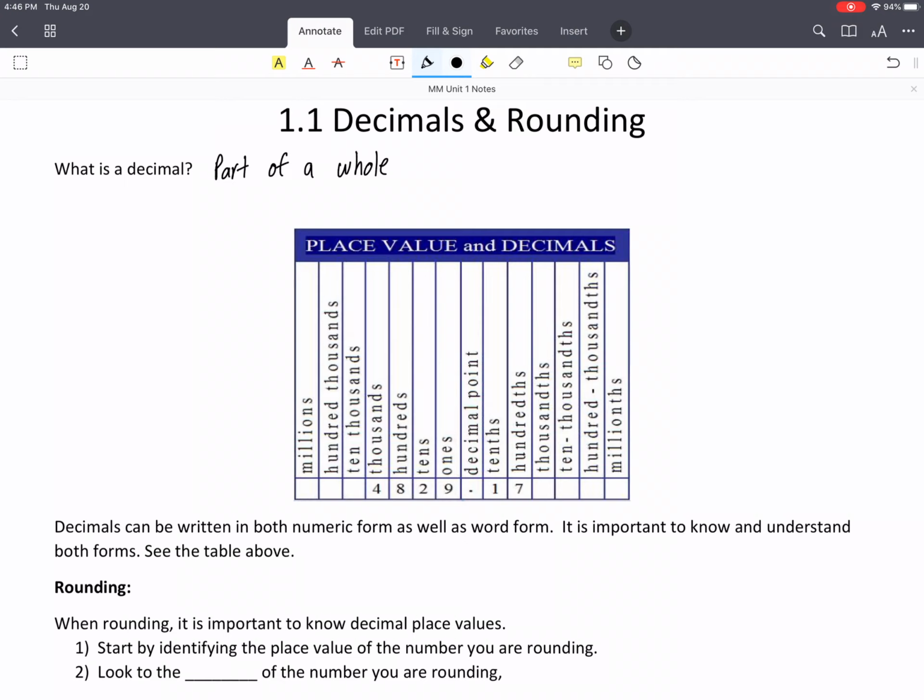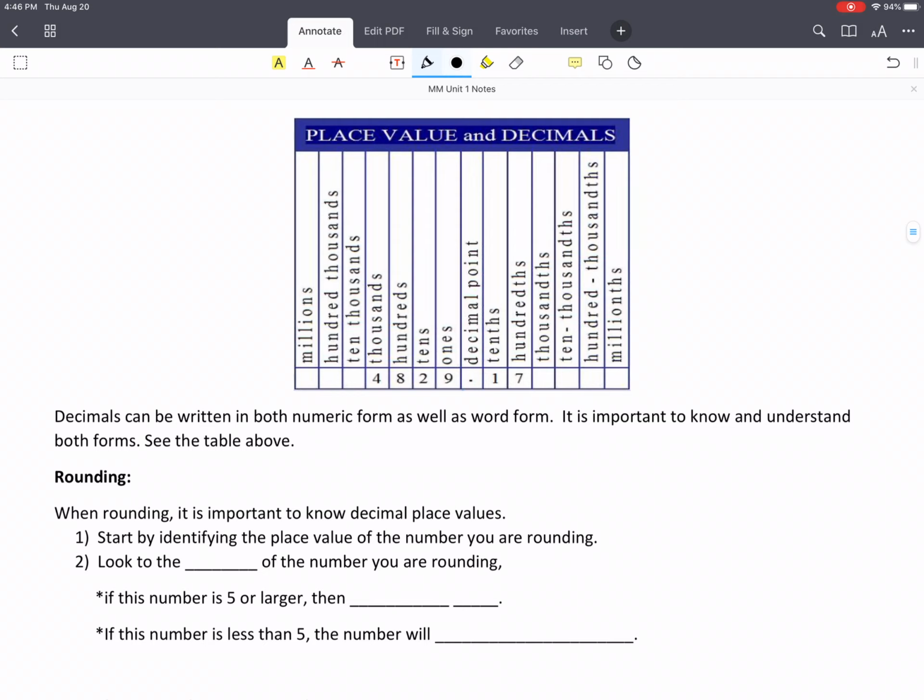So everything to the right of the decimal is going to be a part, and then everything to the left is going to be a whole number. Okay? So first thing with this that we're going to look at with decimals is rounding. But it's important that we know the decimal place values. It's important that we know if they're asking us to round to the thousandths place, what that is, or if they're asking us to round to the millionths place, what that is. That's a really small number, but first off, we gotta identify what place value we're rounding.